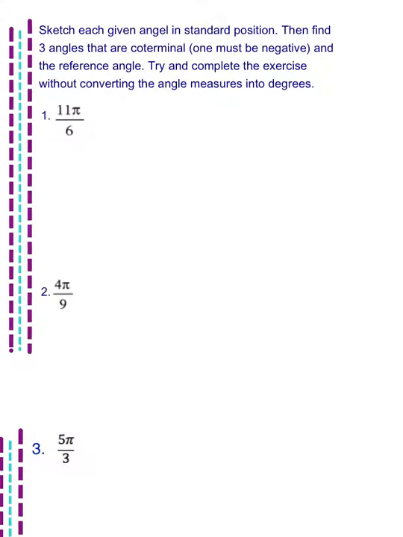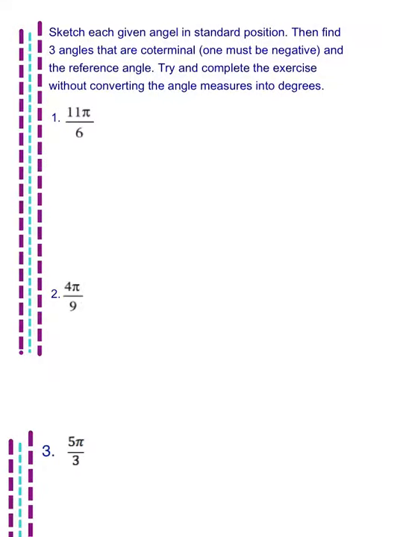And in this last section, I've given some radian measures. We want to sketch the angle in standard position, and then we want to find 3 angles that are coterminal, one of them needs to be negative, and the reference angle. We're going to try and complete these exercises without converting to degrees because you did that in lesson 3.3, and I know you're comfortable with degrees. So we're going to try and stay in radians the whole time.